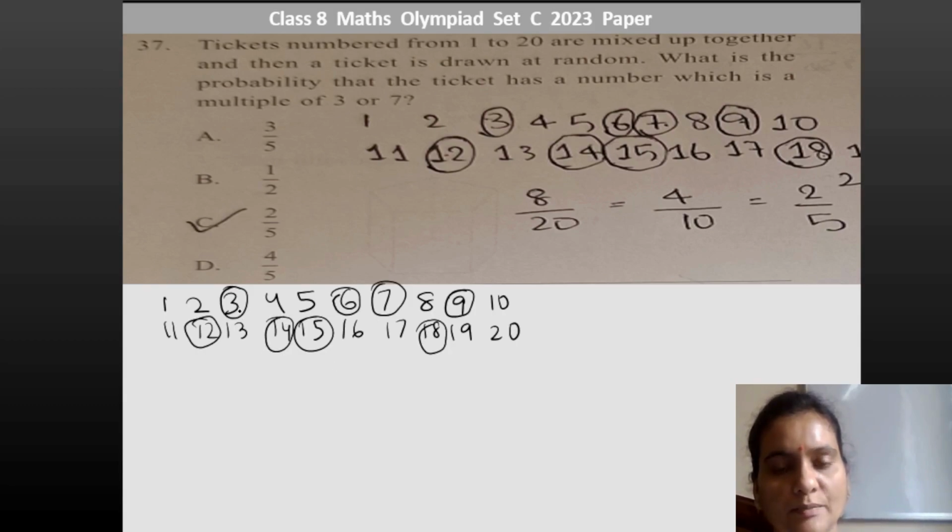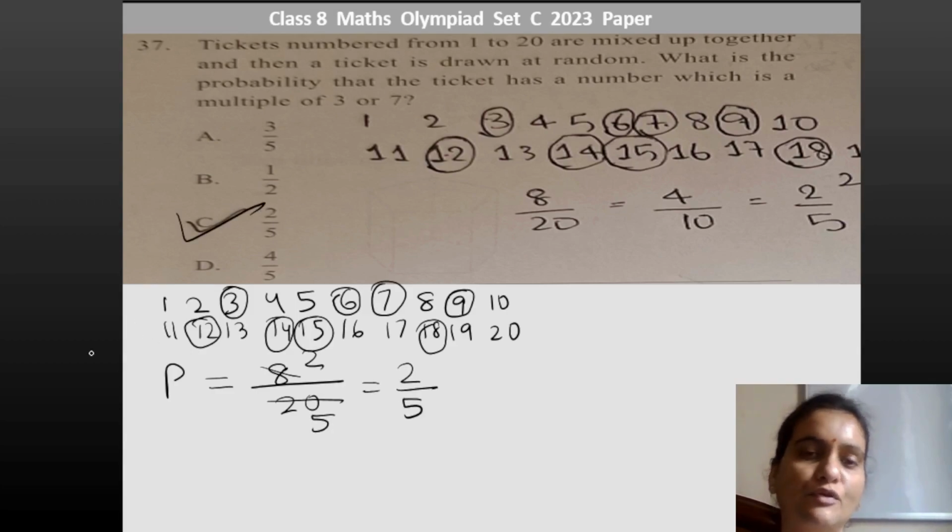So the probability of getting a multiple of 3 or 7 is, the sample space is 1, 2, 3, 4, 5, 6, 7, 8, right? And total number of options are 20. So it is 8 by 20. The common factor between numerator and denominator is 4, so I'll just cancel out directly with 4. 4 2s are 8, 4 5s are 20. So the answer is 2 by 5. Option C, 2 by 5 for question number 37 is the correct answer.